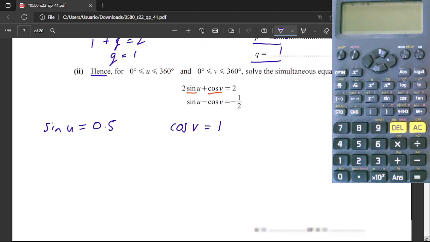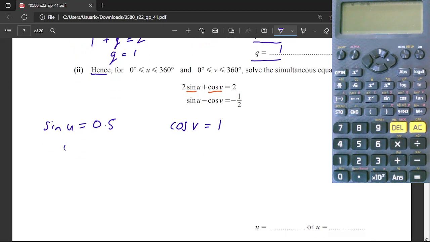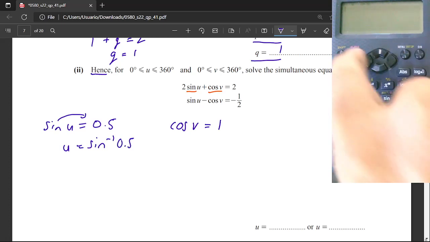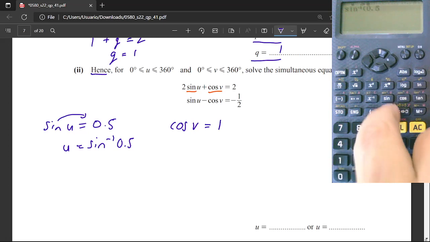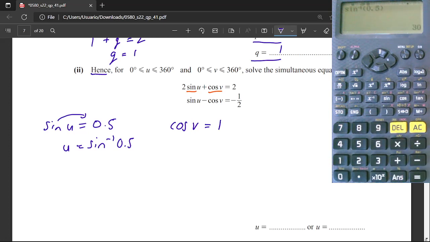So what's left to do now is to solve it. We want to know what u is. We need to move that sin u to the other side, which means we use the inverse of sin. So on our calculator, we press shift, sin, 0.5, bracket, equals, and we get the value for u, which is an angle, 30 degrees.